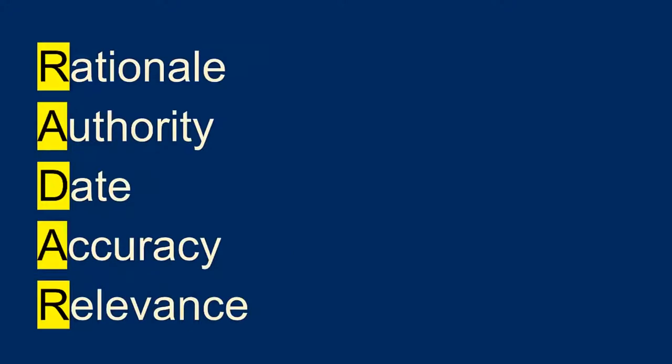How can you find out if a source is good enough to rely on for a college research paper? One way is to use the RADAR method. RADAR is an easy-to-remember acronym to help you examine key criteria when evaluating a source. RADAR stands for Rationale, Authority, Date, Accuracy, and Relevance.